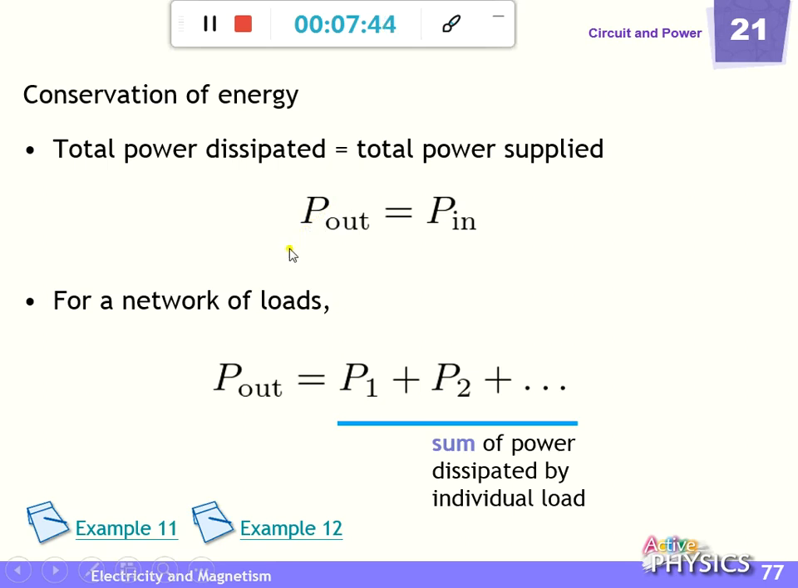Conservation of energy. It means that the total input power and total output power should be the same or less. The output should be less than input because we may have power loss. And also for a network of loads, the total power output is found by adding them together, because power is a scalar without any direction. You just add them together.